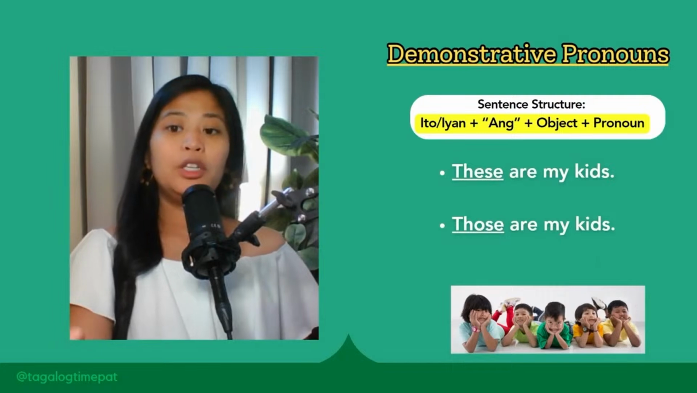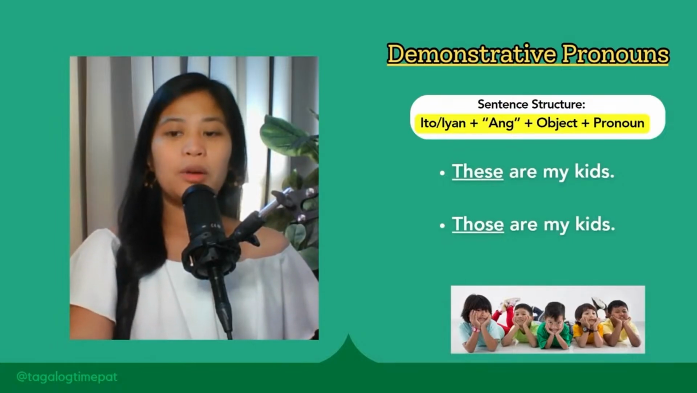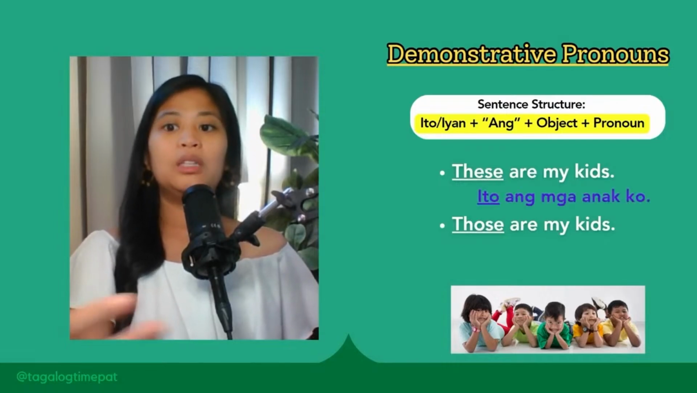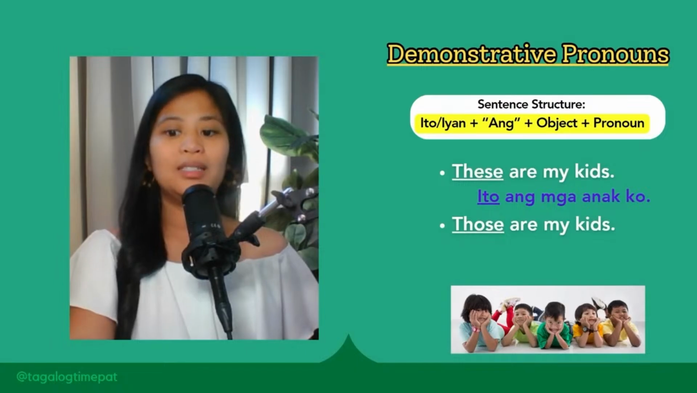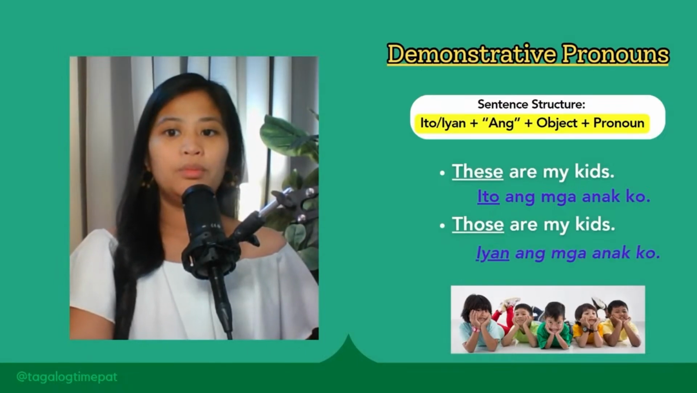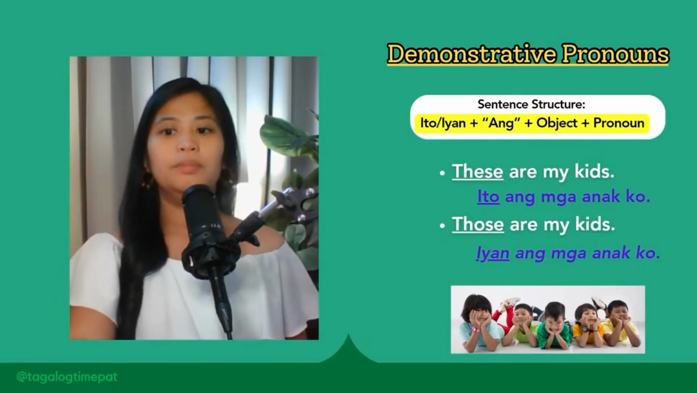And it can be used in a plural way as well. They can mean singular or plural things. So these are my kids is still ito ang mga anak ko. These are my kids. Those are my kids. Iyan ang mga anak ko. So ito means these. Iyan means those.